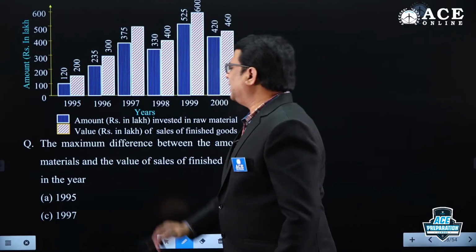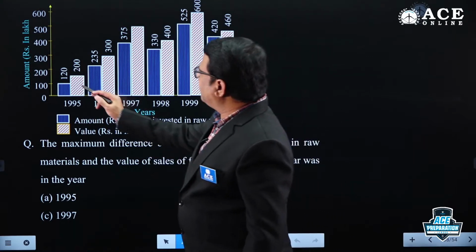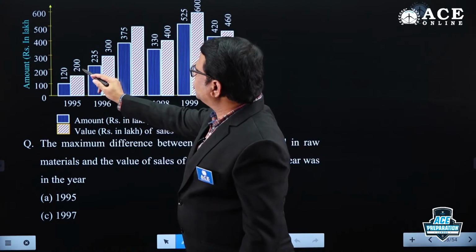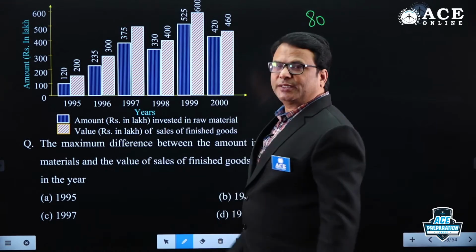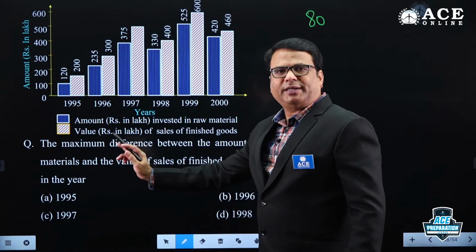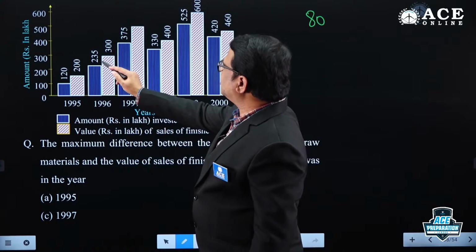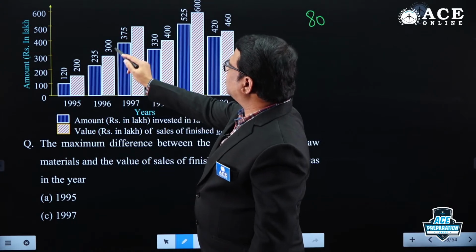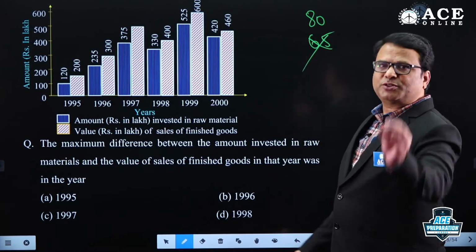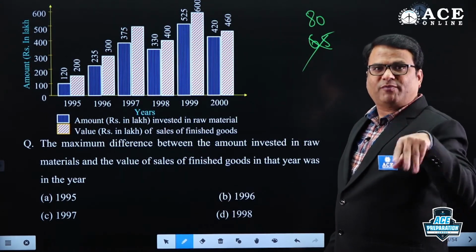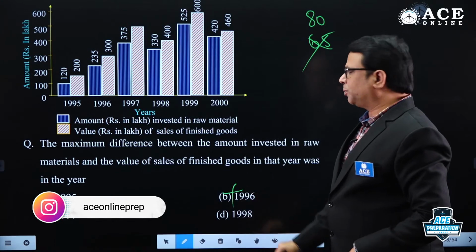So first choice 1995. What is the difference between investment and value of finished goods? Investment is 120 and value of finished goods is 200. So difference is 80. Then second option 1996. Investment is 235 and value is 300, so difference is 65. So second option is not the answer because the difference should be maximum, not minimum. And 80 is more than 65, so second option is eliminated.